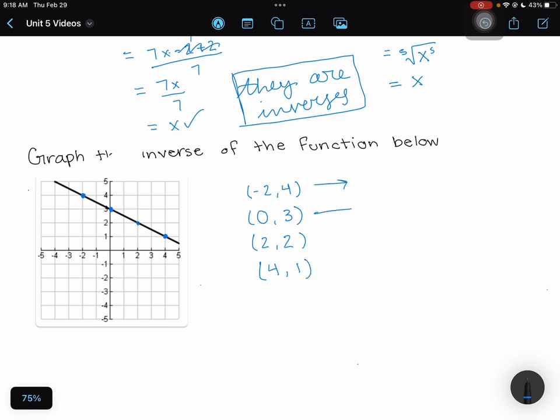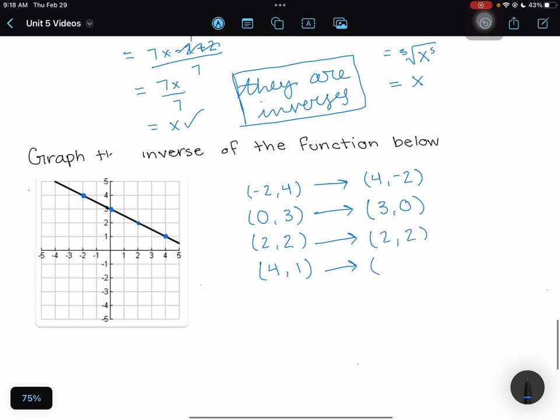Now, when we want points of the inverse, we're literally just going to switch the x and the y. So, negative 2, 4 becomes 4, negative 2. 0, 3 becomes 3, 0. The next one stays the same at 2, 2. And then we switch it to 1, 4. So when I put those new points on here, go over to 4, down to negative 2, over to 3, 0, 2, 2 stays the same, and then over to 1, up to 4.